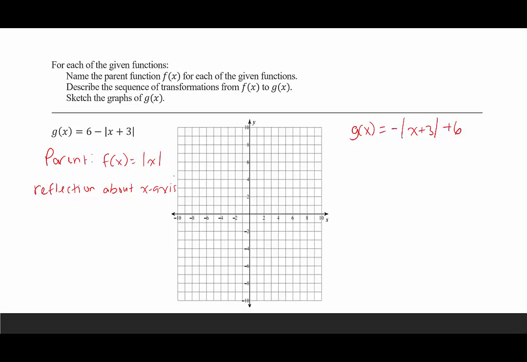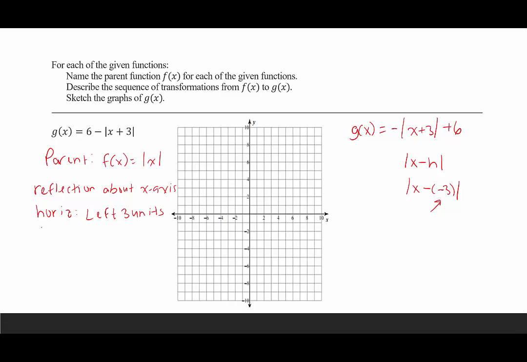And the next thing I want to do is identify where the vertex is. So let's see, we have a horizontal shift. Remember how we determine the horizontal shift? That would be x minus h. In this case, it can be a little bit confusing when there's a plus sign when it's supposed to be a minus sign. So it might help to think about it as x minus negative 3, right? That's how we would get that plus. So this indicates we're moving 3 units to the left. So I'm going to say left 3 units.